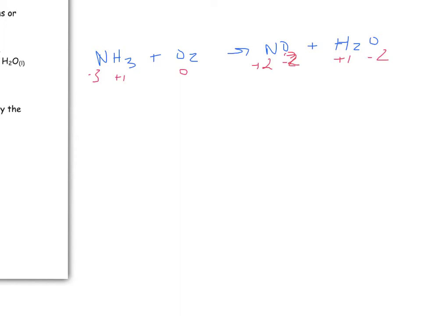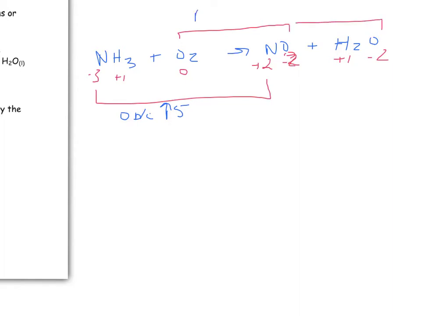Because the nitrogen goes from a -3 to a +2, it's oxidized with an increase of 5. The oxygen goes from a 0 to a -2. Therefore, it's reduced.